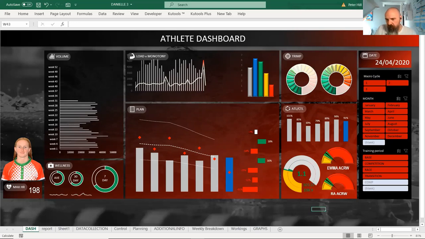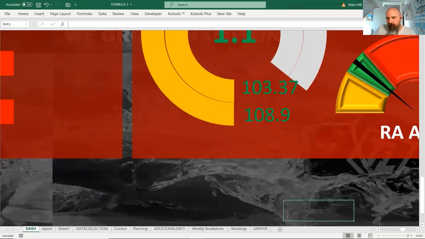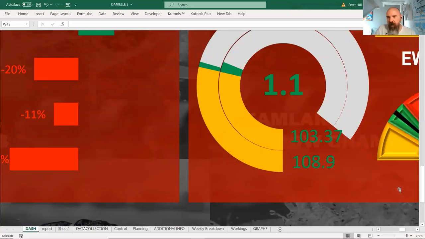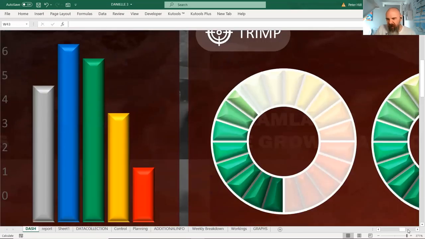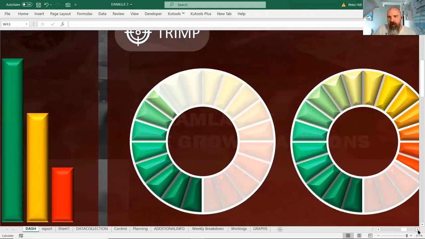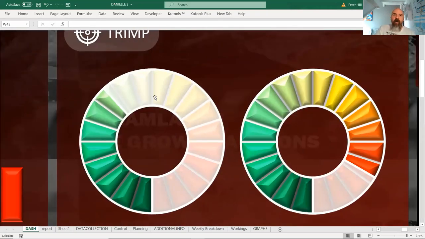Now, if I zoom in a little bit here, so it's a bit too close. The bits that we're interested in is this, at the top. All right, so this is how I present the trimp scores. This one is the overall session trimp score. So as you can see, it's in the green, so it's relatively easy. As it becomes harder, it moves around and becomes red, because I like graphs and it looks pretty.